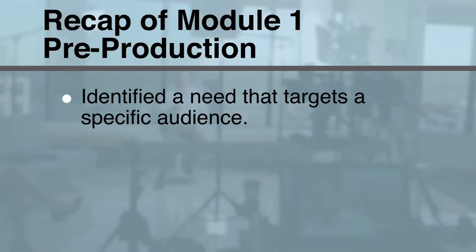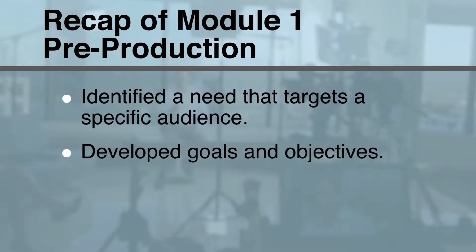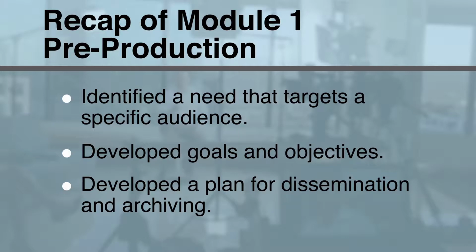In the previous module, we covered pre-production. We identified a need that targets a specific audience. We developed our goals and objectives and our plan for dissemination and archiving. Now we're ready to move into production.